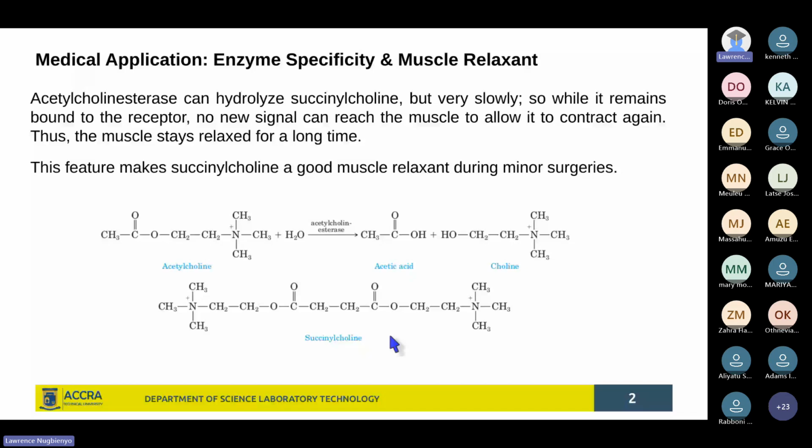practice because succinylcholine, when injected into the muscle tissue, goes to bind to the receptors of the muscle cells, the same receptors that acetylcholine will bind to. Because it takes much longer time for acetylcholine esterase to hydrolyze succinylcholine, the muscles.